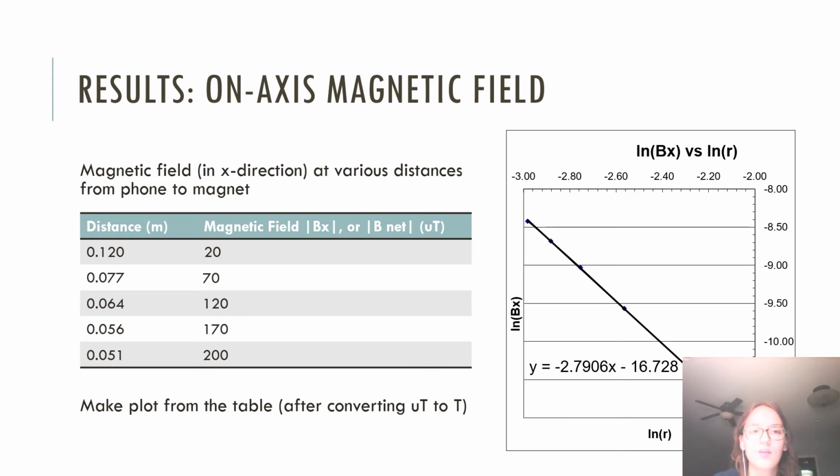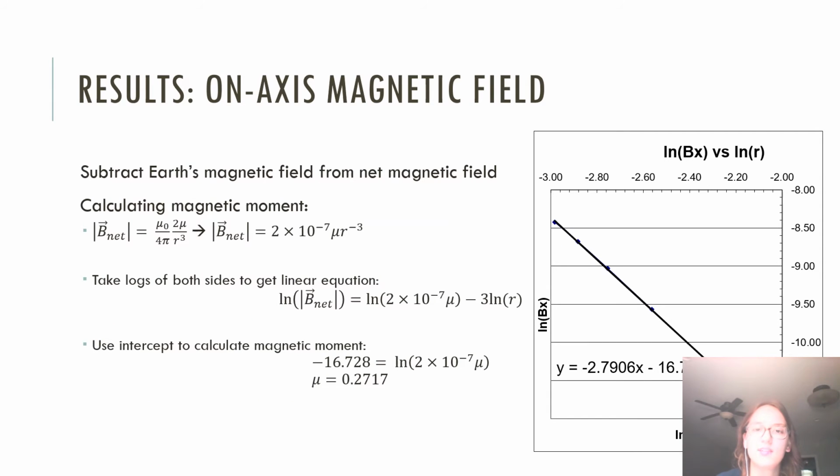For the first part, the on-axis magnetic field measurements, these are right here. These are the distances, in meters, that I obtained between the magnet and the magnetometer to produce the following magnetic fields. Then I made a graph of this data on the right, and I used this graph to estimate the magnetic moment of the magnet.